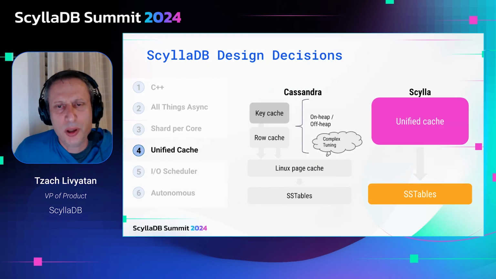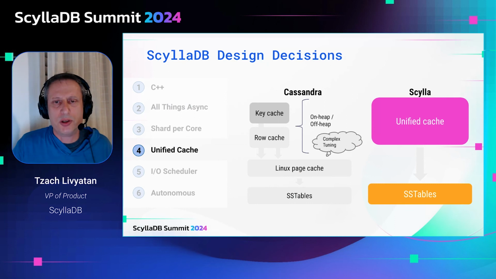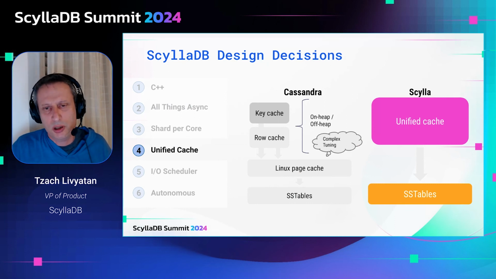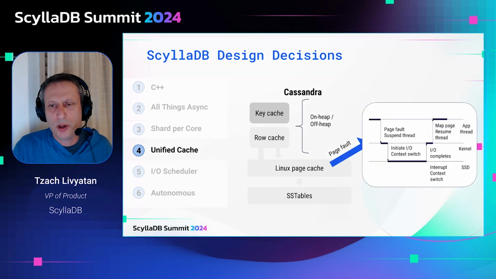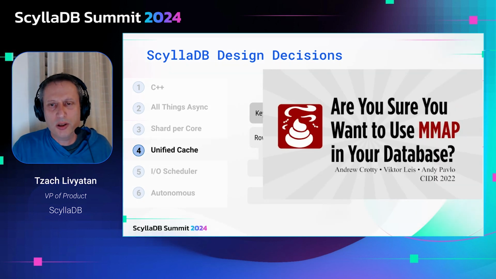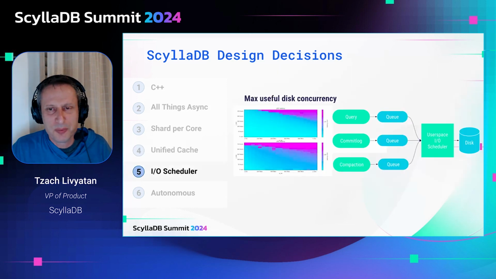I'm speeding a little bit ahead, but all of this is covered in much more detail in Scylla University and other places. Scylla also has a unified cache, and definitely does not use AMAP. There is a great talk on why AMAP is probably not a good idea, explaining it much better than I could ever do. So go there, find this article and read it if you're interested in that.